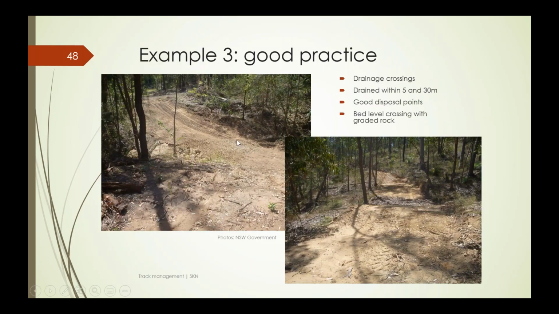Likewise, on this drainage crossing, you can see that we've got a reinforced channel part of the crossing here and here. And then we've got banks located between 5 and 30 metres from the crossing to direct runoff coming down the track. So you can see here runoff coming down this way is directed by the bank off down the hill slope rather than going directly into the drainage line.